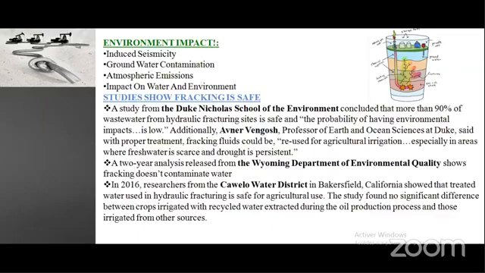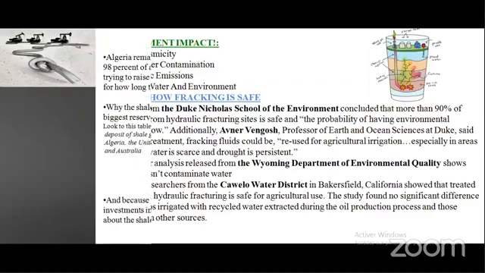A 2-year analysis by the Wyoming Department of Environmental Quality shows fracking doesn't contaminate water. In 2016, researchers from the Cawelo Water District in Bakersfield, California, showed that treated water used in hydraulic fracturing is safe for agricultural use. The study found no significant difference between crops irrigated with recycled water extracted during the oil production process and those irrigated from other sources.